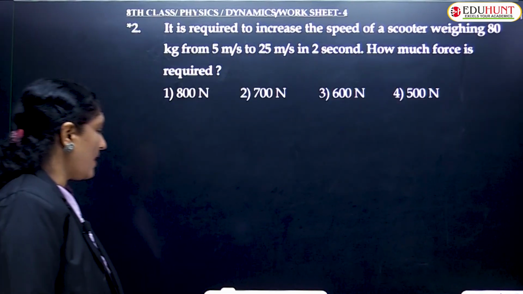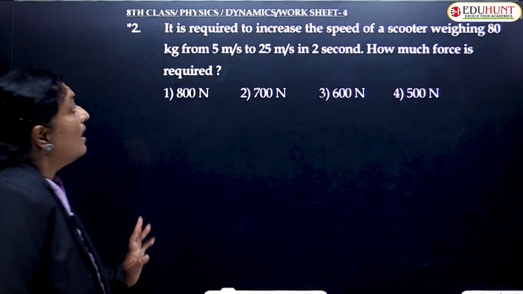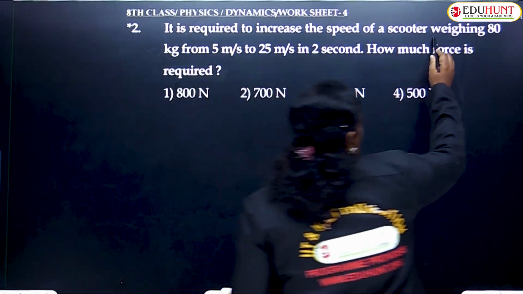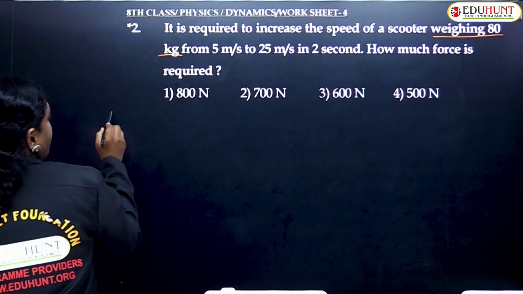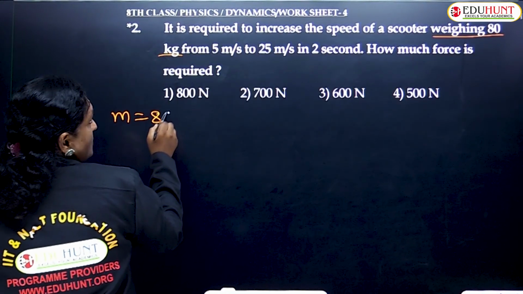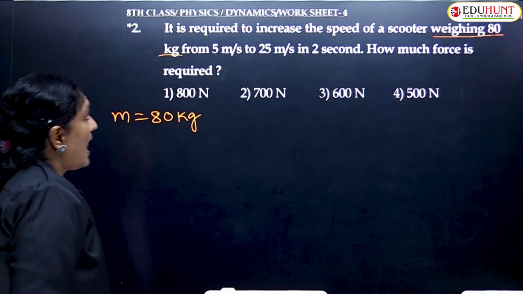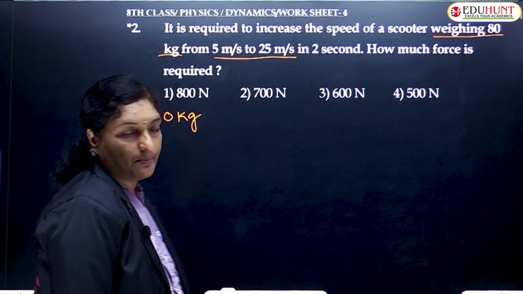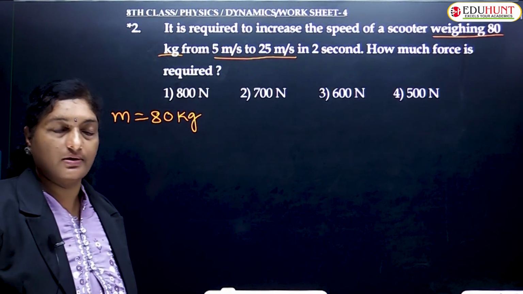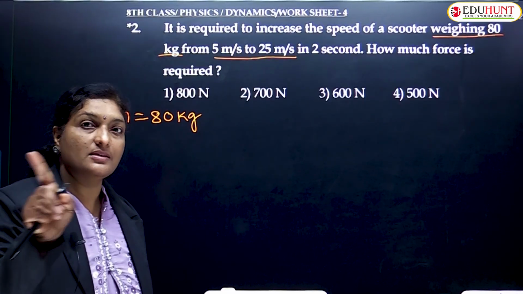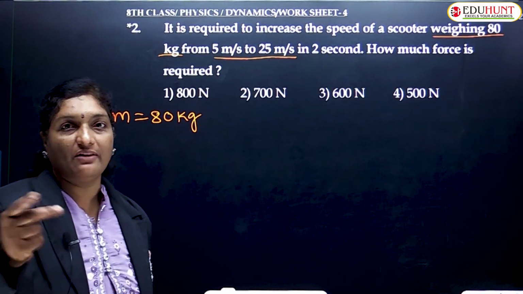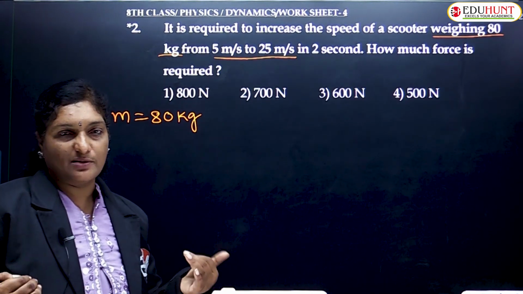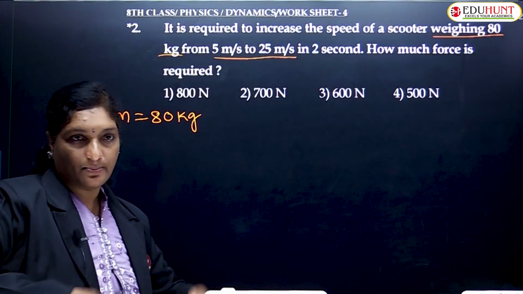Moving to the next question, it is required to increase the speed of a scooter weighing 80 kgs. Weighing 80 kgs, what does that mean children? This means the mass of the scooter is given as 80 kgs, and the speed of the scooter increases from 5 meter per second to 25 meter per second. So two different speeds are given children. First speed was 5 meter per second, next speed was 25 meter per second, that means it is accelerated. Okay, so that means initial speed and final speed. Same direction is also considered because the scooter moves in one direction.